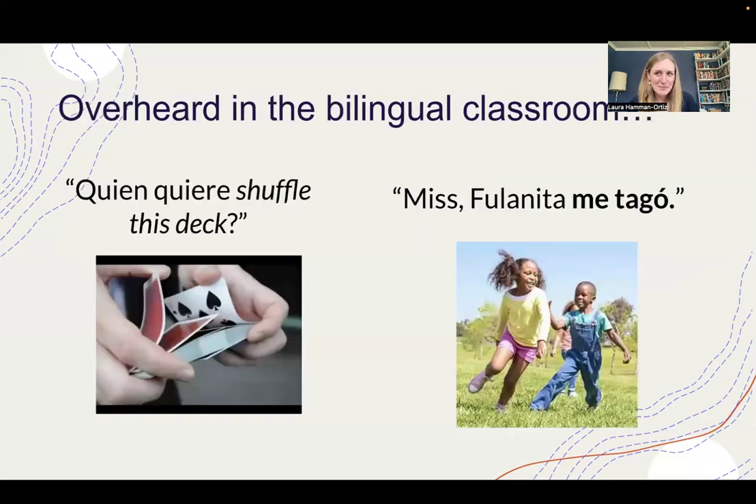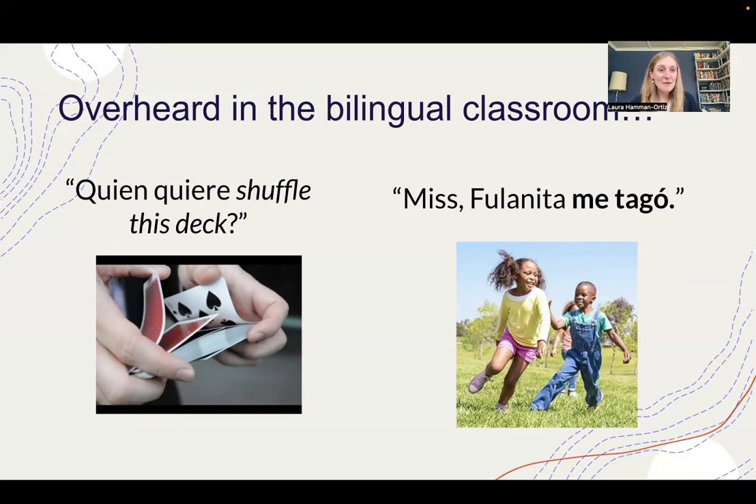I see some of these examples of bilinguals doing this in bilingual classrooms as well. I spend a lot of time in bilingual classrooms, and these are just 2 examples of some of the ways that I've heard young bilingual students or emergent bilingual students translanguaging. This first example comes from a 2nd grade classroom where I was overhearing a math center where there were 4 students sitting around the table. One student had the deck of cards that they were using, and he held it out to his classmates and said, "¿Quién quiere shuffle this deck?" Who wants to shuffle this deck?